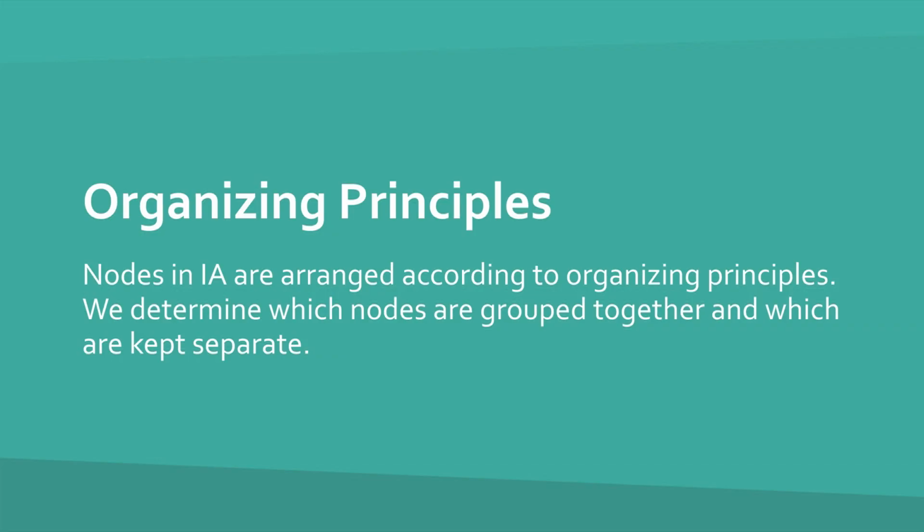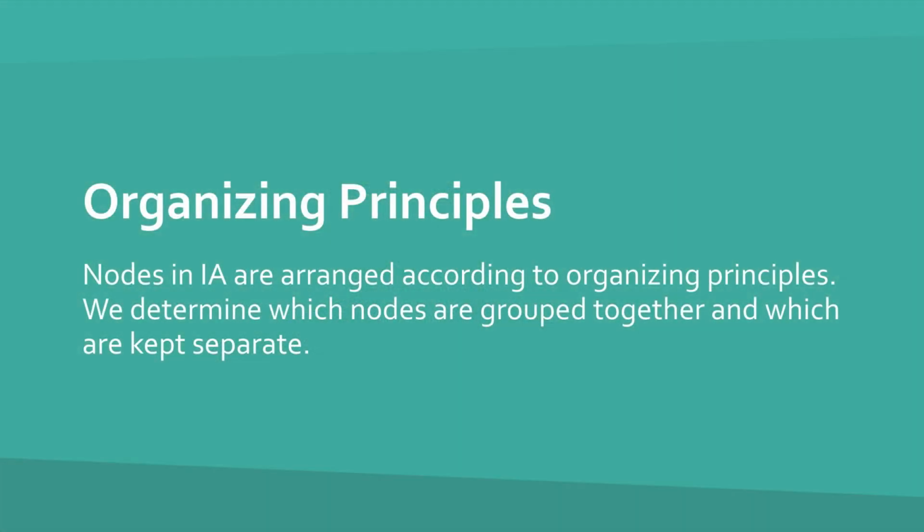Let's talk a little bit more about organizing principles. Nodes in IA are arranged according to organizing principles. We determine which nodes are grouped together and which are kept separate. So those architecture principles that I talked about, where we have groupings of information and labels that create some sense of identity to that group, that's an organizing principle.